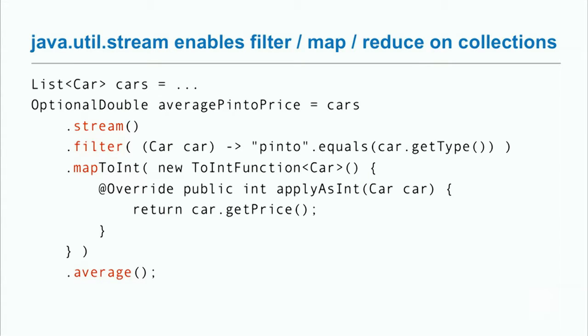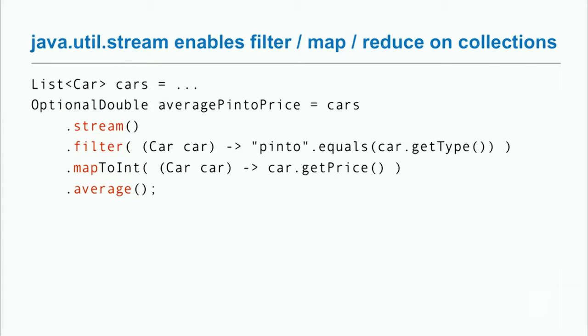In this case, we're calling the average function. Now, there's actually two different syntaxes here. In the mapping, we're explicitly implementing the functional interface. Well, it turns out with the lambda syntax, you can just say that I'm going to take in a car, and I want to invoke the method getPrice instead. We can simplify that syntax down to this form.